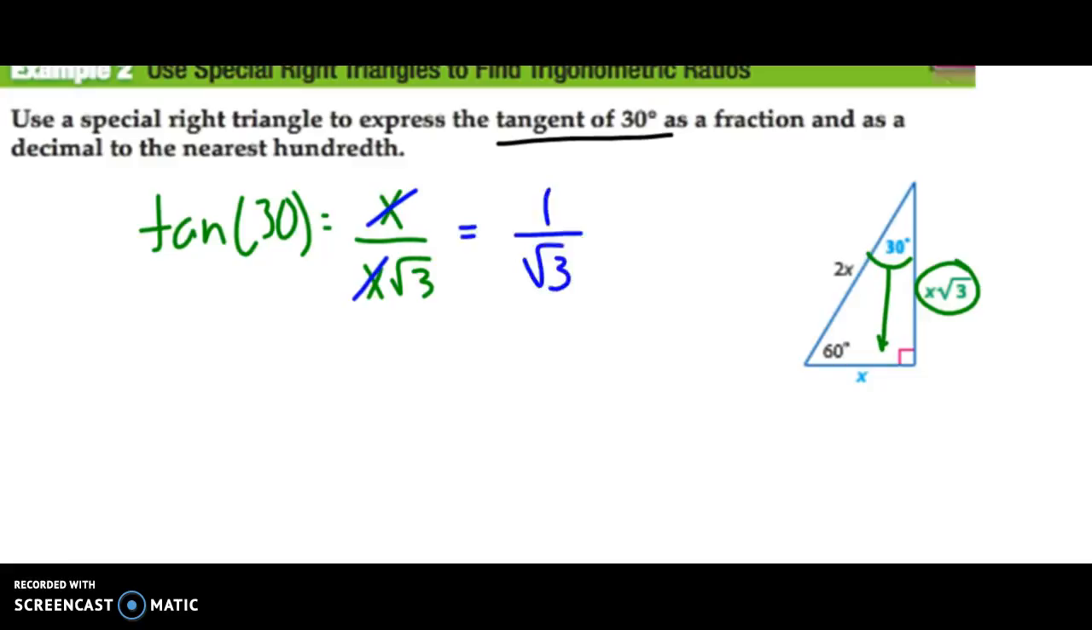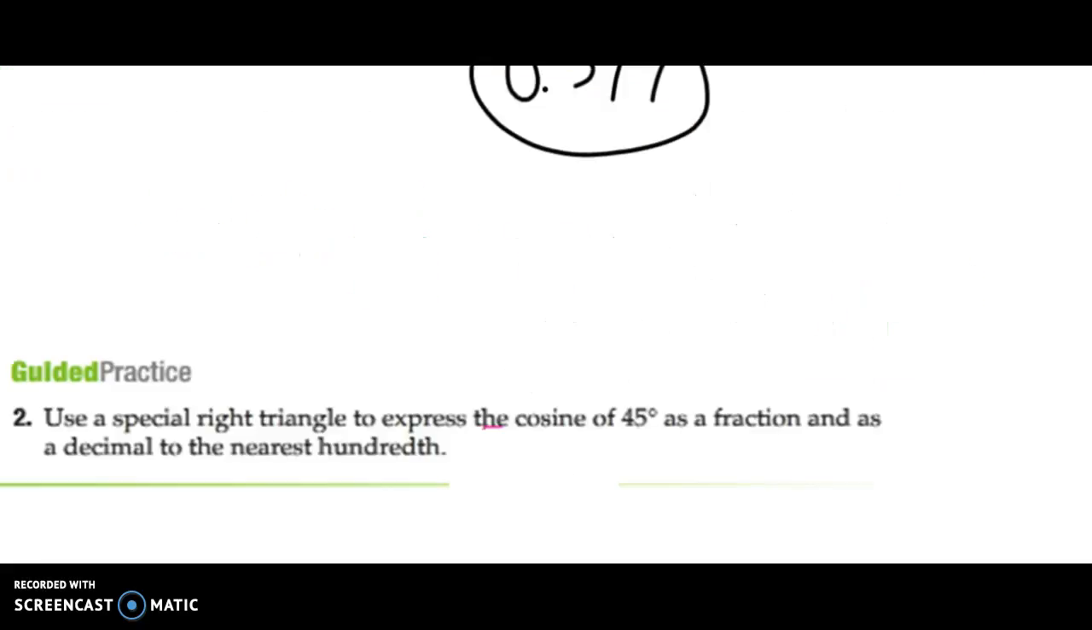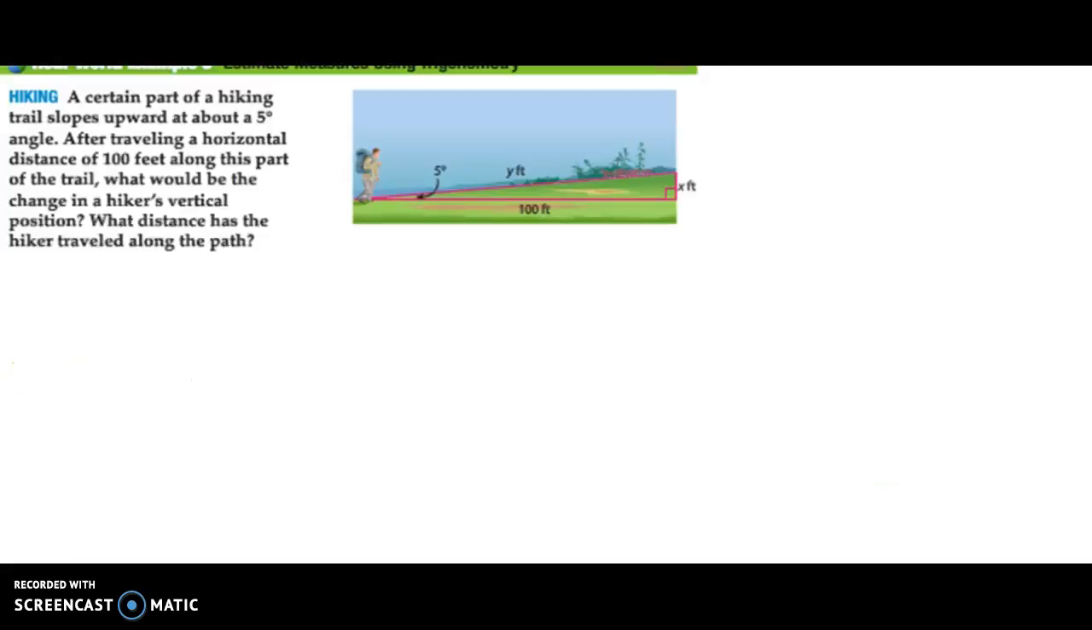Now, we don't like to have square roots in the bottom, so like we did in the last lesson, we multiply the top and bottom by the square root of 3, and I get the square root of 3 over 3. Okay, that is it as a fraction. Then as a decimal, that's going to be 0.577. Here's a guided practice problem. It says find the cosine of a 45-degree angle as a fraction and as a decimal to the nearest hundredth.